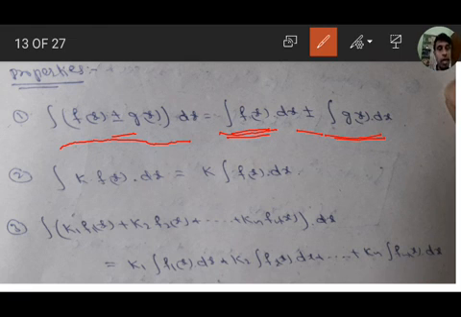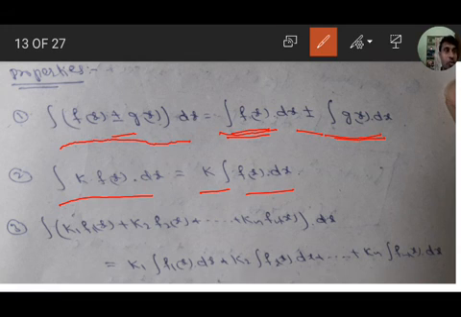Suppose second one, integration of k into f of x dx equals k, the coefficient, outside, integration of f of x dx. Integration of k into f of x dx equals k outside, integration of f of x dx. Same as with derivatives also. If k is there, the coefficient k is outside, and we can find the integration of f of x dx.